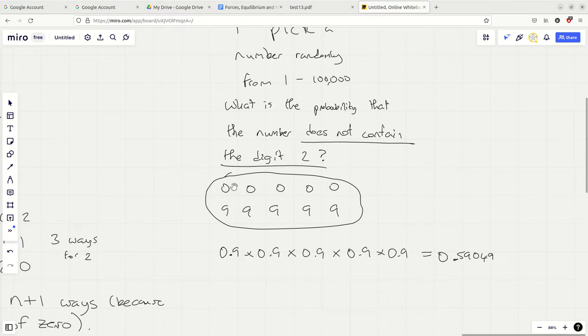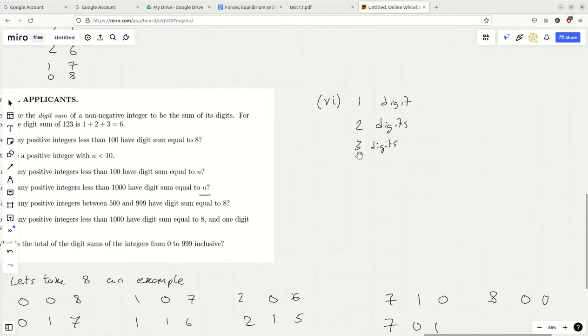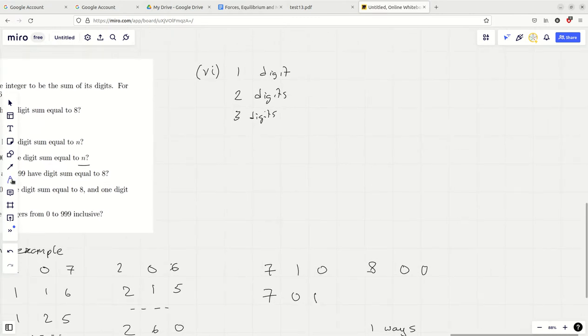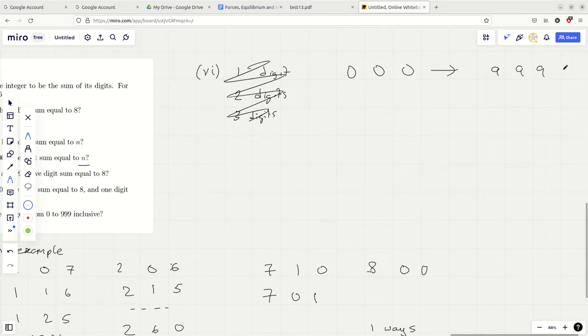You want to have a nice one-to-one correspondence, thinking of it almost like a combination lock, that's the way I see it. But okay, so what is the total of the digit sums of the integers from 0 to 999 inclusive? So don't do it like that. Think of it as just 0, 0, 0 going through to 999. Now, if you think about the units digit, what's that going to be doing? It's going to be going 0, 1, 2, 3, 4, 5, 6, 7, 8, 9, and again 0 through 9.